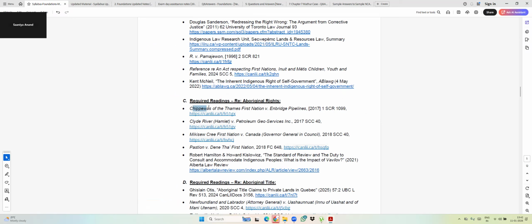For example, if Chippewas was talking about Aboriginal rights, there are multiple rights, right? Whether it is fishing rights, whether it is right for a particular thing. So if you write that here it was fishing rights, here it was right to hunt, right to resources, something like that, that might help you to jot down which case is more relevant for your question, because in the question they will be talking about a specific right.